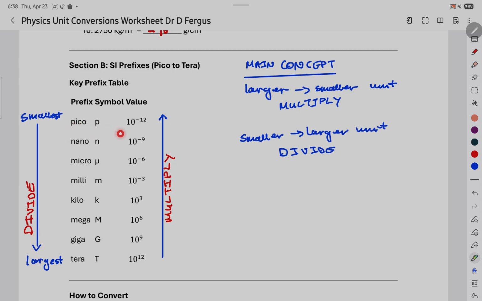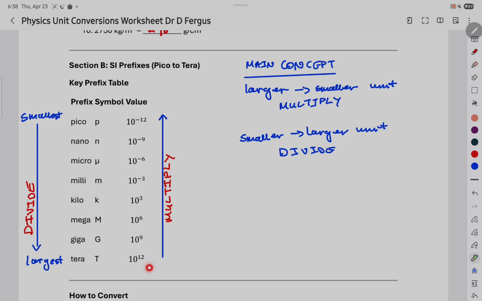So the smallest is pico, 10 to the minus 12. Then we have nano, 10 to the minus 9. Now nano is a very small unit, but it is larger than pico because we're moving in this direction. So this will tell us that the largest unit is tera, which is 10 to the 12. Very different to pico, which is 10 to the minus 12.